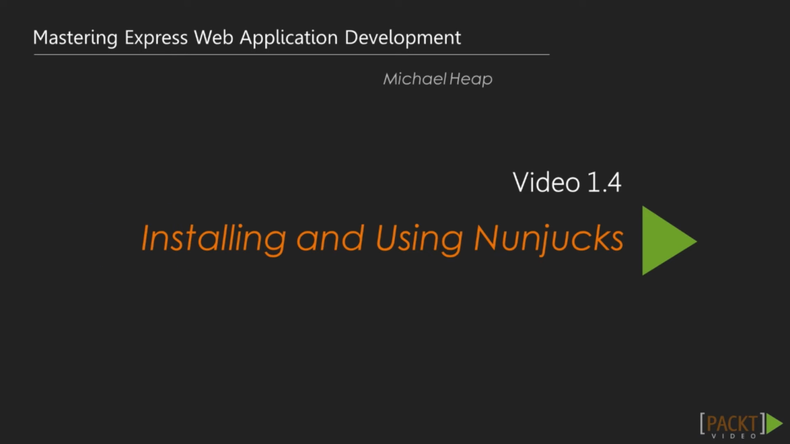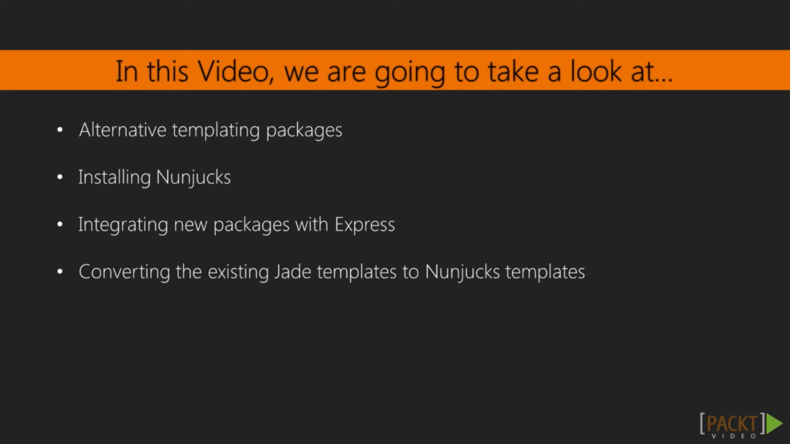Hey, and welcome back to Mastering Express Web Application Development. Now that we've done our groundwork of setting up our configuration and logging systems, it's time to make our application do something. Until the latest version, Express supported Jade, Handlebars, and EJS by default. However, the latest version is even more decoupled, which allows us to use any templating package that we want. In this video, we'll be installing Nunjucks, an alternative templating language that can be used with Express, and we'll integrate it so that we can use it in our application.